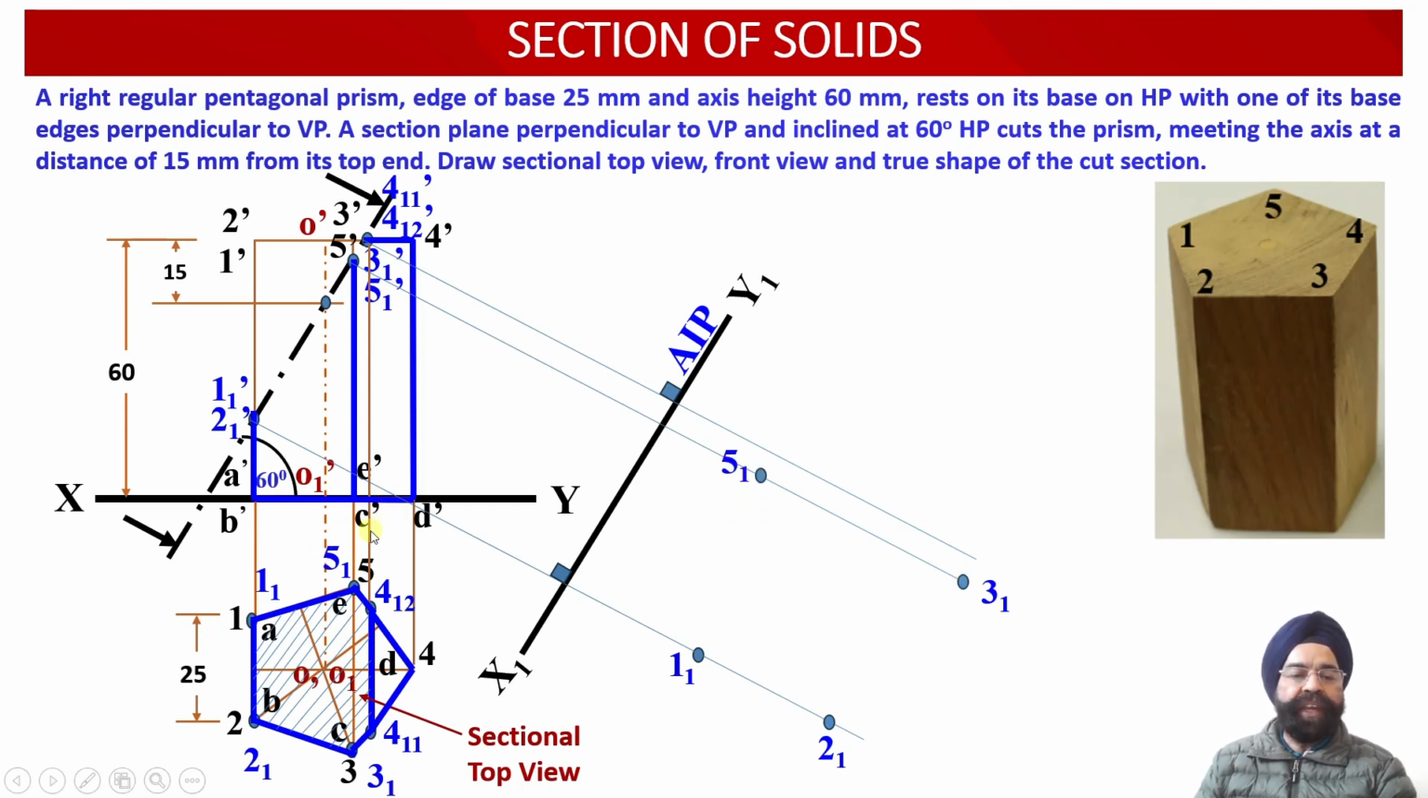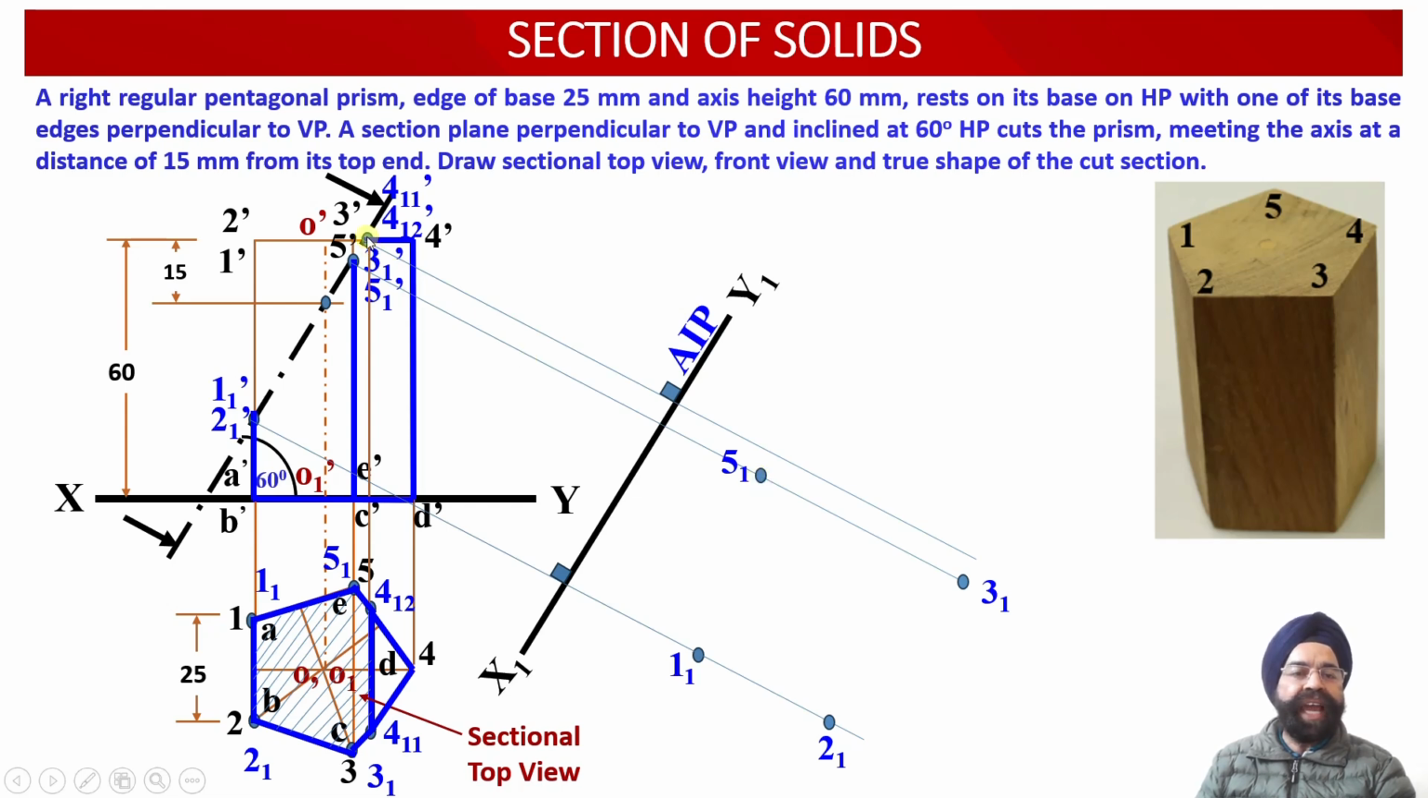Similarly, if we evaluate the distance of this point 5 1 from the XY reference line, now onto this projector line emerging from the point 5 1 dash, if we mark the same distance of point 5 1 over here, point 5 1 will be located onto the plan projection view.